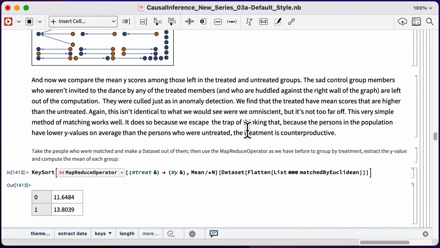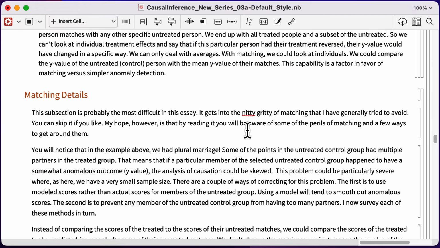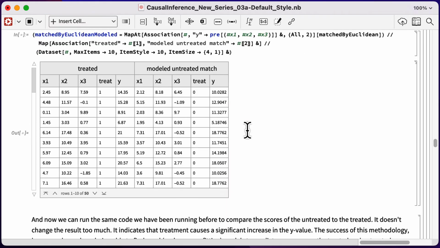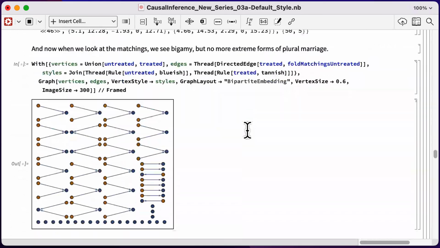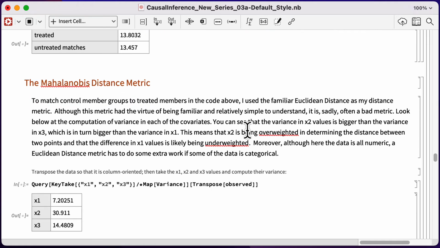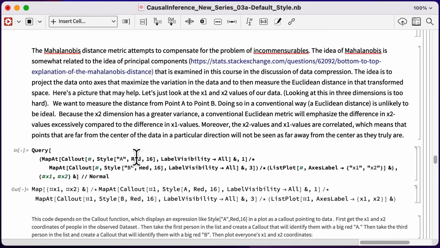Moreover, sometimes the information in the columns could be kind of duplicative or correlated with each other. And the solution to this is to use something called the Mahalanobis distance, which basically tries to put everything on the same scale and tries to deal intelligently with the problem of correlated data.